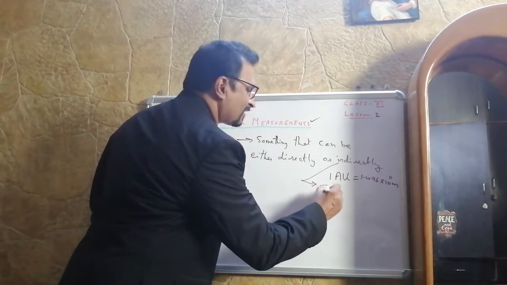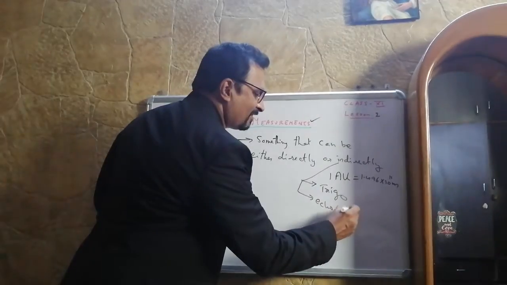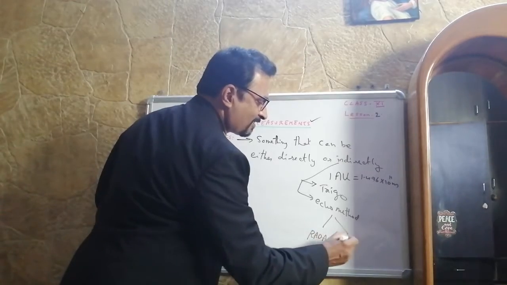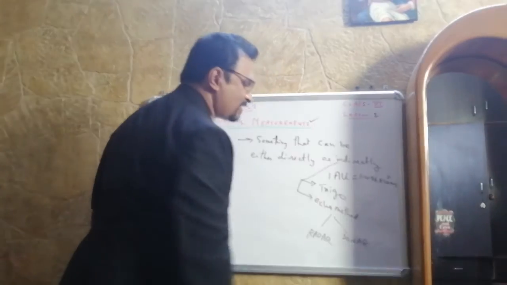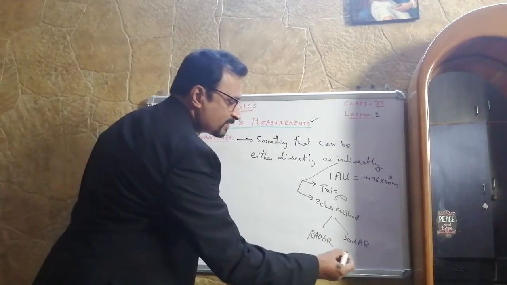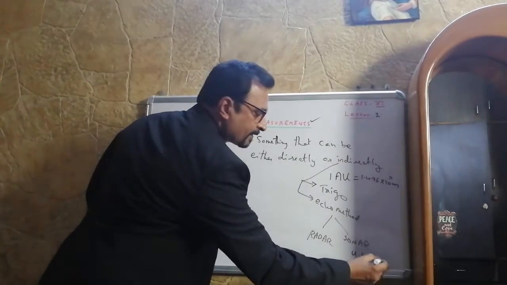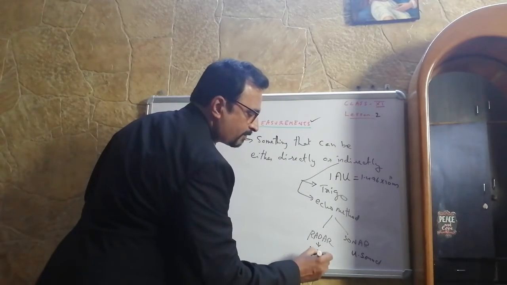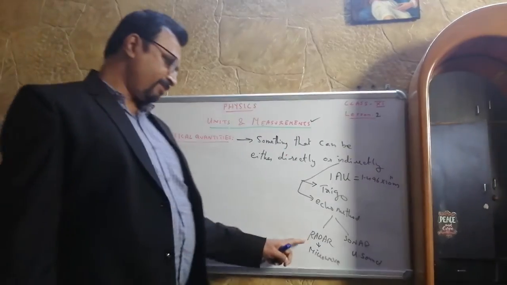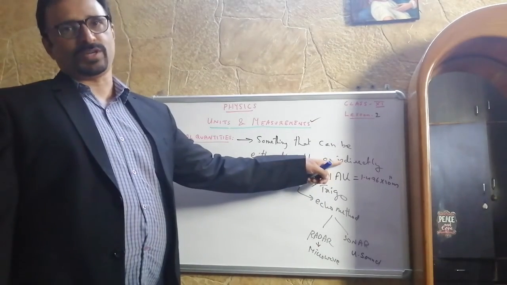Another indirect measurement method is the echo method. Examples of the echo method are radar and sonar. In both these cases, you are using different types of waves. Here you are using ultrasonic sound, and here you are using microwave. But the principle is the same. It is the echo method. So the radar method, sonar method, and trigonometric method are all indirect measurements of physical quantities.